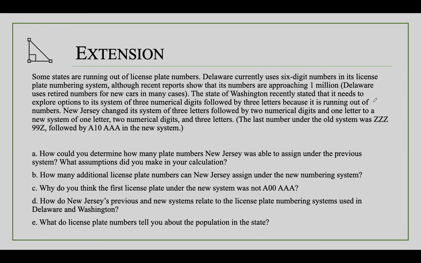New Jersey changed its system of 3 letters followed by 2 numerical digits and 1 letter to a new system of 1 letter, 2 numerical digits and 3 letters. The last number under the old system was ZZZ, 99Z followed by A10AAA in the new system. So I would like for you to answer these questions and show me your math work in the Google form, or Microsoft form that I will post.